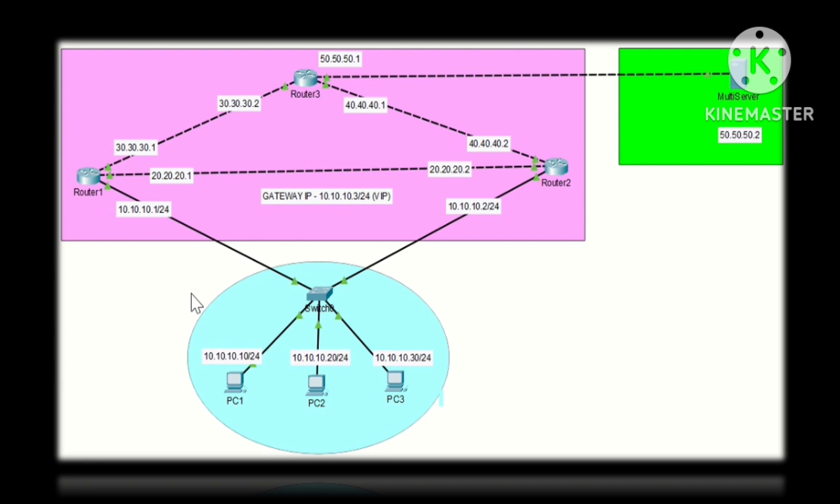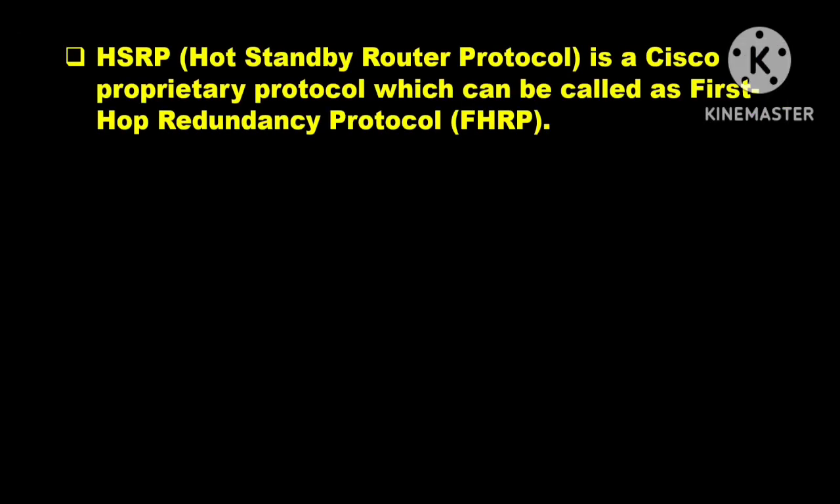So what if the active router comes back again? If you configure preemption, the active router will be able to retain its role again. So let's see HSRP in detail.